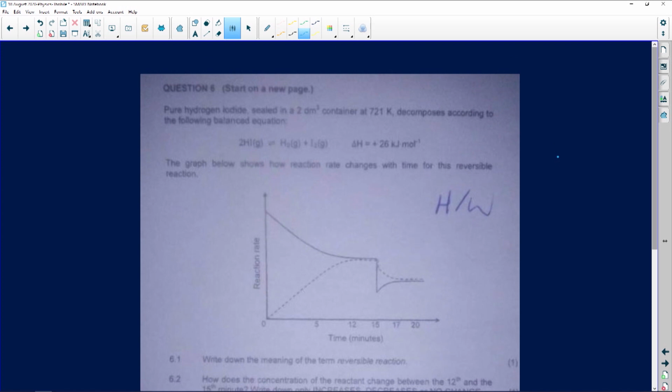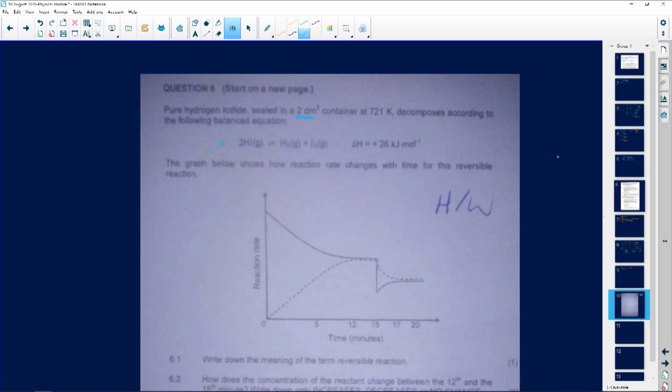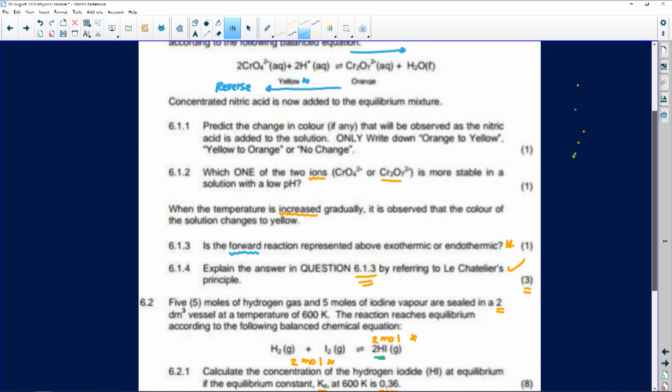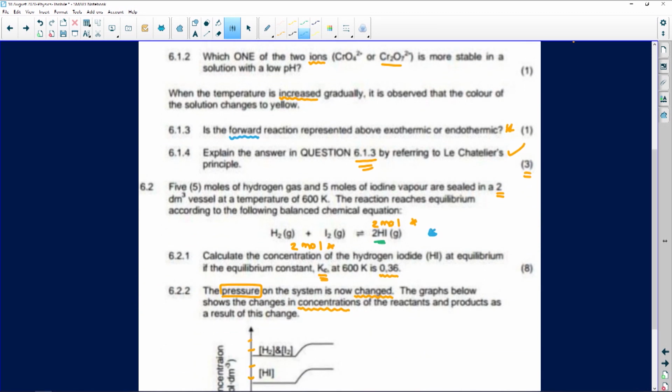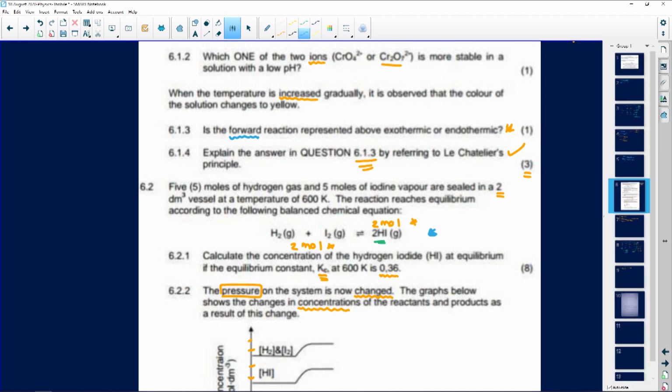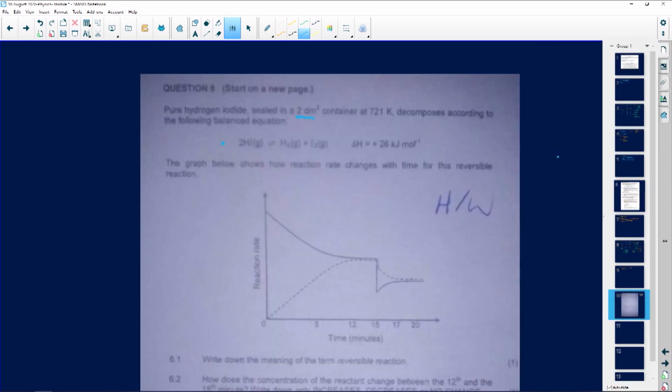So we have pure hydrogen iodide, which is sealed in a 2 cubic decimeter container at a temperature of 721 Kelvin, and it decomposes according to the following balanced equation. Look at this question here, guys. It's 2HI, H2, I2. If I go back to the question that we did here, it is exactly the same thing, but now they've given us the reverse of this one. They've just given us the forward reaction and the reverse reaction on the other one.